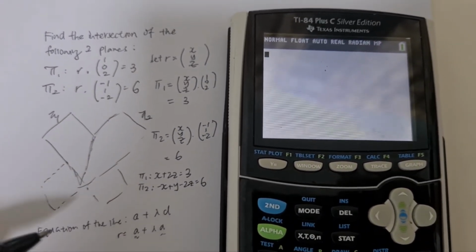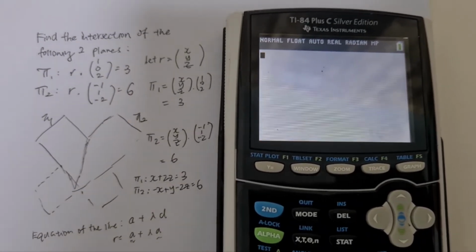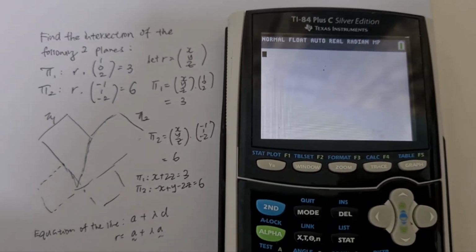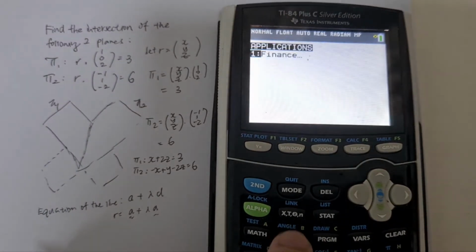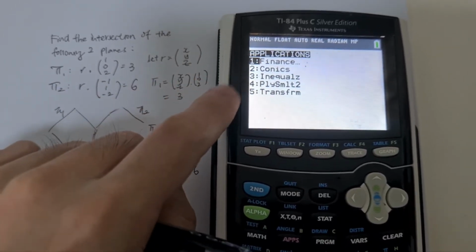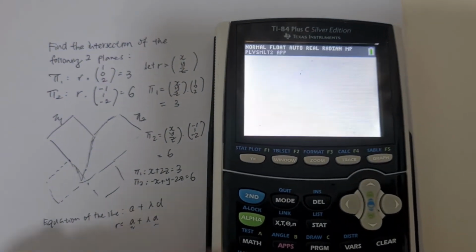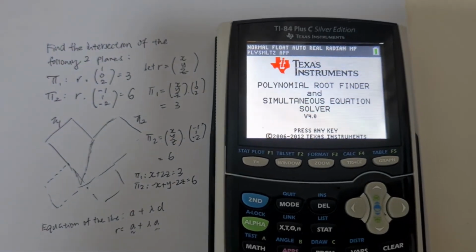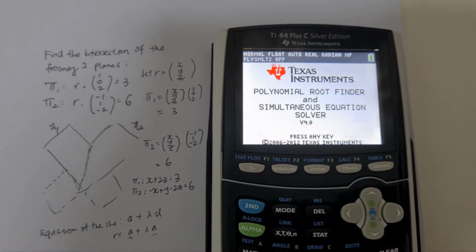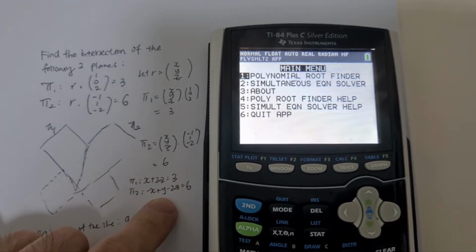I can move on to the next step by using the graphics calculator to find the intersection line of two planes. How do I go about doing this? I click on the APPS button, and after I click it, I have several applications. I choose number 4, Apply Simultaneous, and it brings you to this solver, the Polynomial Root Finder and Simultaneous Equation Solver. We are specifically solving the simultaneous equation of plane 1 and plane 2.